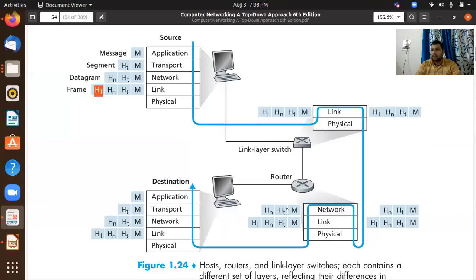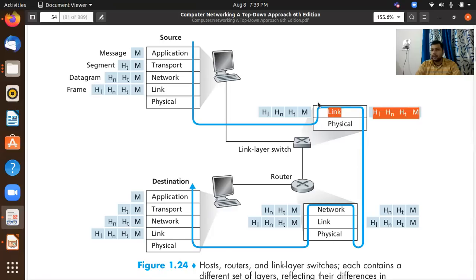A switch only operates till the link layer, because its job is to figure out the link address, the Ethernet address, the MAC address. That is written at the link layer, so it will go till the link layer. It will figure out the destination MAC address. Based on the destination MAC address, once again it will recreate the frame.